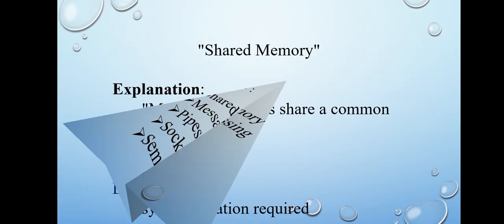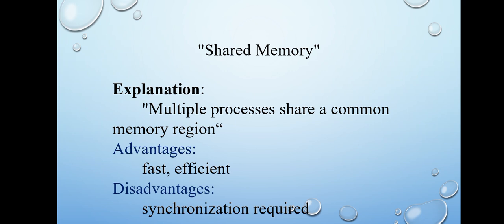Firstly, shared memory. The definition of shared memory is that a segment of memory is shared between processes for data exchange. An example is communication between a parent and child process in an OS. The advantage is faster communication than message passing. Its challenge is that it requires synchronization to avoid race conditions.